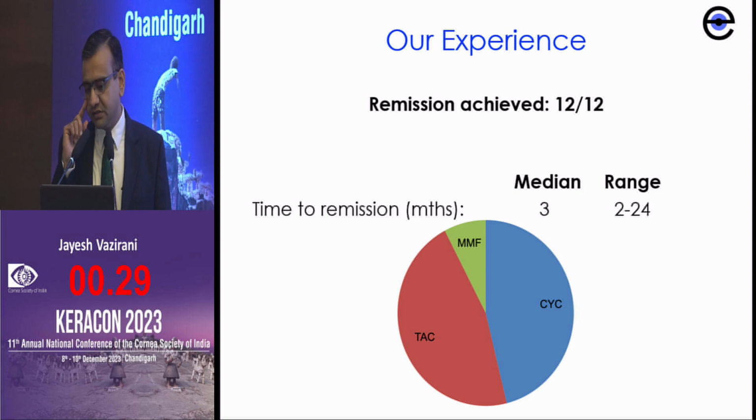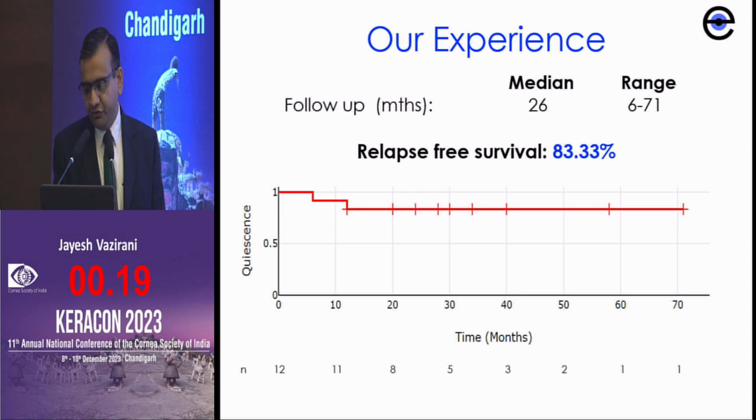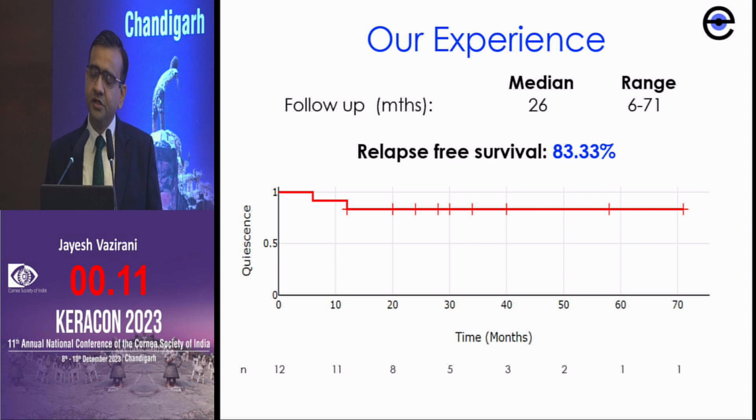With this, we achieved remission, a completely quiet eye free of any disease activity, in all of our patients. The median time taken to achieve remission was 3 months. If you look at the long-term data, out of those 12 patients who have more than 6 months of follow-up, 11 of those have a follow-up of a year or more. The oldest patient we have has now a follow-up of 6 years.